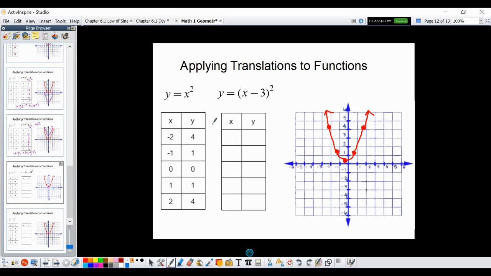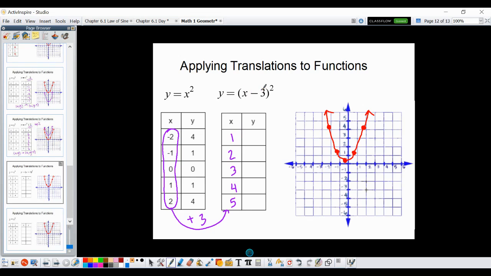So what's the opposite of minusing 3? That's right, adding 3. So let's take all of our x coordinates, which are right here, and let's add 3 to them so that we can get our new x coordinates. So -2 plus 3 is 1. -1 plus 3 is 2, 3, 4, and 5. All right, so we have created new x coordinates, but we're going to plug those x coordinates into this function, see what y values we can produce, okay?